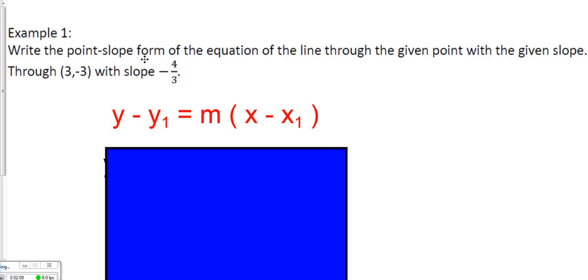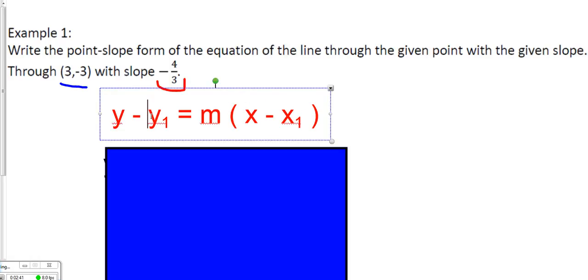Example 1, write the point-slope form of the equation of the line that passes through the point with the given slope. So this one is going to go through the point 3, negative 3, and it's going to have a slope of negative 4/3. Remember, this is our m value, this is our x1, y1. So we start off with the normal formula, y minus y1 equals m times, in parentheses, x minus x1. Now the things that are getting changed are this y1 is coming from here, this m is coming from here, and this x1 is coming from here.